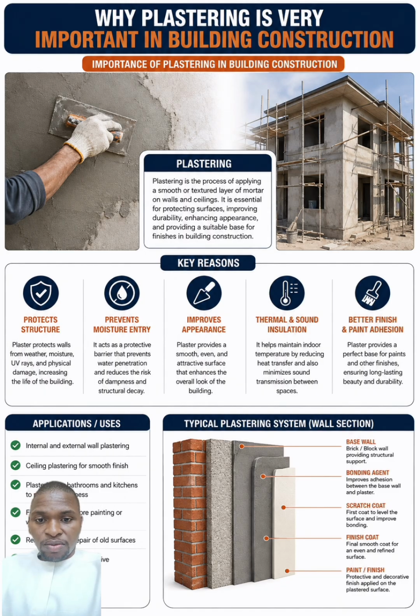So plastering actually helps you to seal some of the wall partitions that are not well laid. Because if you leave your blocks like that, you'll be seeing some of these insects coming out from the block, right? But if you do adequate plastering, it helps to protect your building. So plaster protects your wall from weather, moisture, UV rays, right, and physical damage, increasing the life of the building. It actually even helps to increase the lifespan of your building.